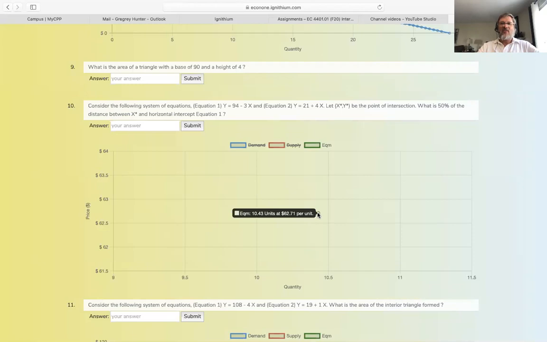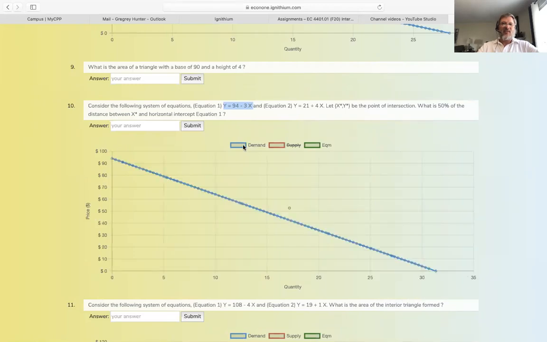So it's what is 50% of the distance between x star and the horizontal intercept of equation one? Now, the equations are listed in order. It's labeled demand and supply, and you could kind of see if you wanted to look at the equations at all that this is the one with the downward sloping line. It's the -3. See how I have that highlighted? So it's that one.